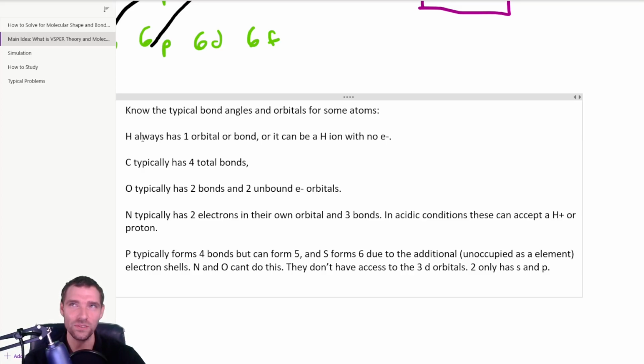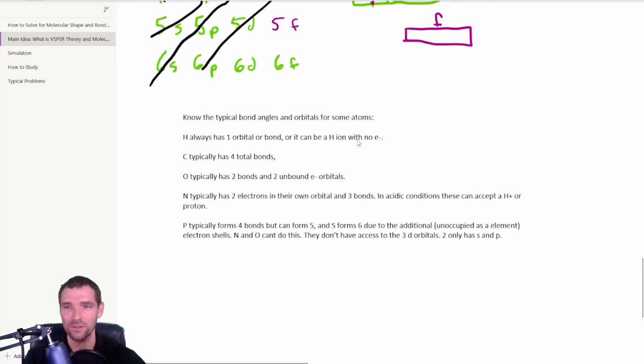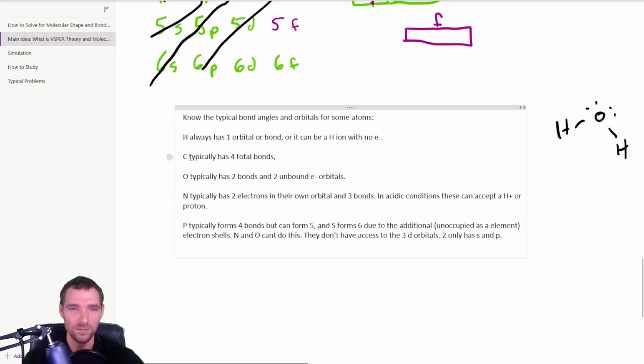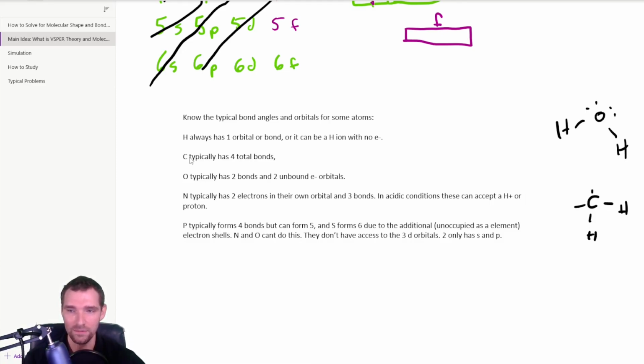So it's pretty much going to have 1 orbital where it's bound to something, like in H2O, if you have water or something like that. The oxygen has 1, 2, 3, 4 orbitals or possible bonds, but the hydrogen only has 1, right? So hydrogen typically only has 1. Carbon typically has 4. So with carbon, you're going to see a lot of the time something like this where it's got 4 bonds. It could also have these as double bonds, right? And in that case, it's using up its 4 orbitals there. And then oxygen is typically going to have 2 bonds and then 2 unbonded. That's very, very common in molecules.